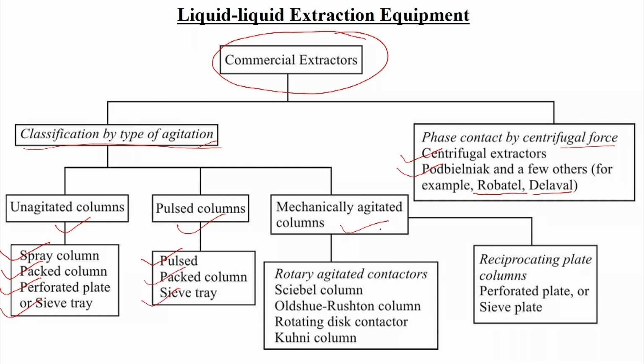And using mechanical agitation, one is the rotary agitated contactors, then Scheibel columns, which are named after the scientist, and then also the Oldshue-Rushton column. Then the rotating disc column, which we can use in a wide range in case of extraction. Another is the Kuhni column also, named after the scientist. And another one is also the reciprocating plate column, with perforated plate or sieve plate.